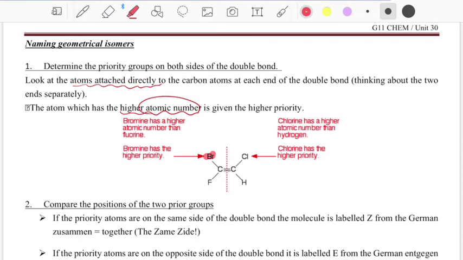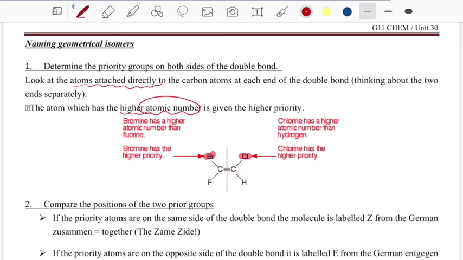Okay, and then on the right hand side we have chlorine and hydrogen. Hydrogen has atomic number 1, so of course chlorine has a higher atomic number than hydrogen, so we highlight chlorine as having the higher priority. Now we have labeled the higher priority groups on both sides, and you can see the two priority groups are on the same side of the double bond. Both are on top of the double bond.